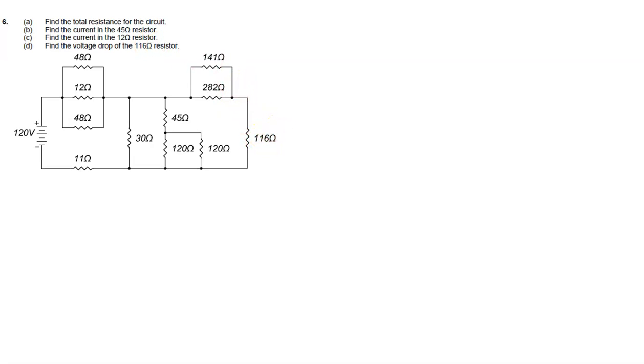So a couple of things now. I usually like to note on my circuit what I'm asked for. And so the current in the 45 ohm is this current here. The current in the 12 ohm is this one here. And the voltage drop across the 116 ohm is this one here. And so again, right, I like to note them because that helps you concentrate your calculations into coming up with the correct answers, because you don't have to calculate the voltage, current, and power for each individual device, just the ones that you're asked for.